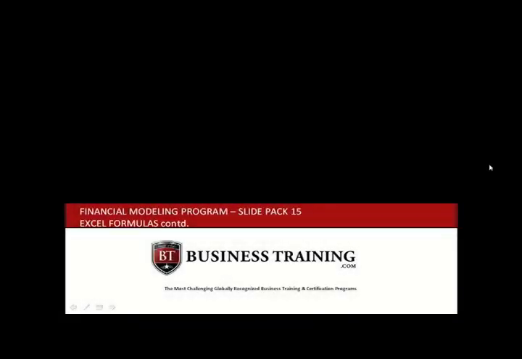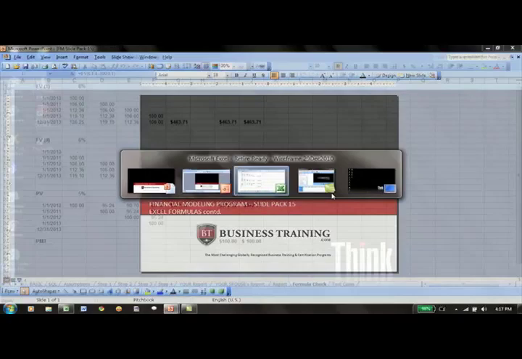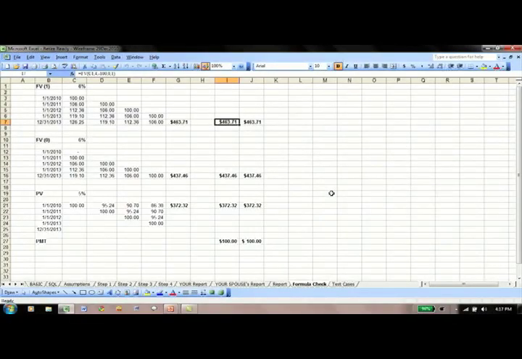And welcome to slide pack 15 of the financial modeling program. What we will do here is pick up on some of the Excel formulas that we left off on in slide pack 14. So with that, what I'm going to do is now go into Excel.